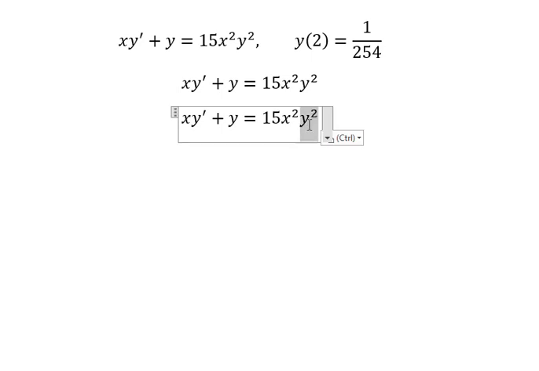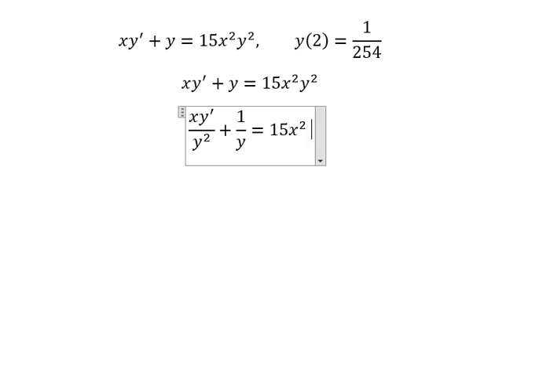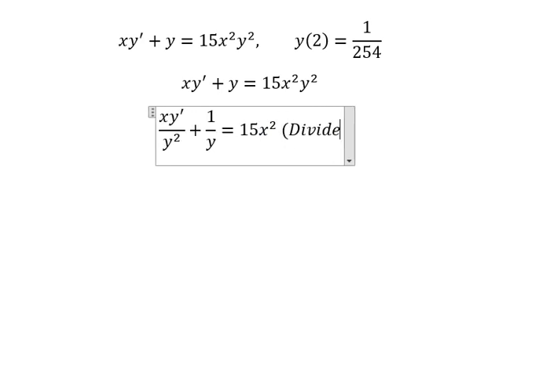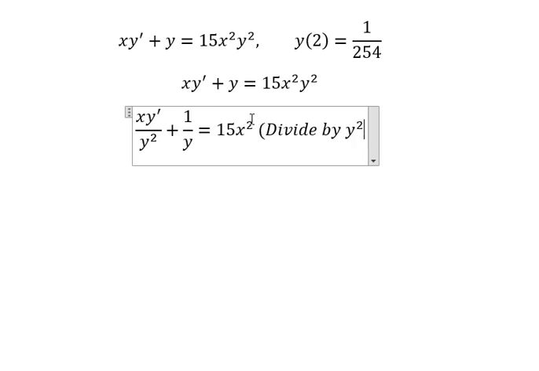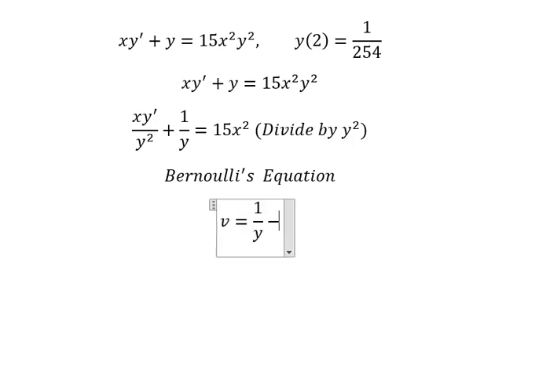We need to divide both sides by y squared. So we have 1 over y, first derivative of y over y squared. This is about Bernoulli's equation. So I will put v equals to 1 over y.